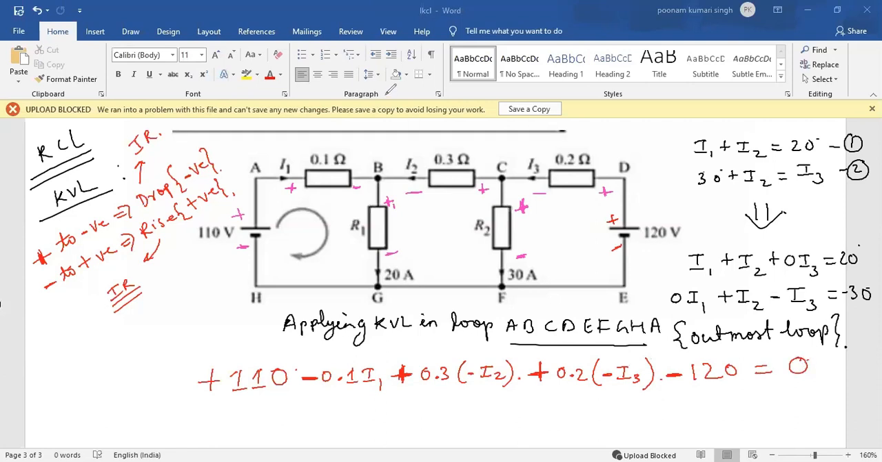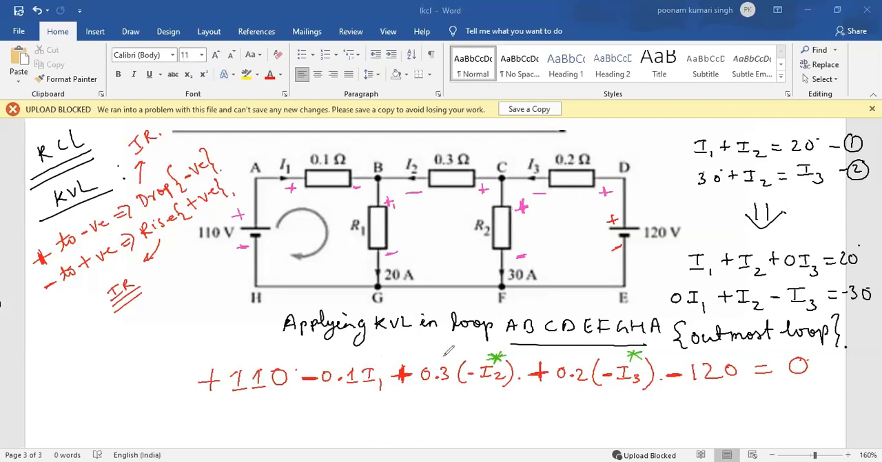Students, please make a mark of this point: whenever I am writing I2 and I3, whatever is my movement, the direction of current is opposite to that. That's why I have to take a minus sign for these two currents. Whereas for I1, whatever is my direction of movement, the current is in the same direction. So it is plus here. Is it clear, students? Anyone having any doubt in this?